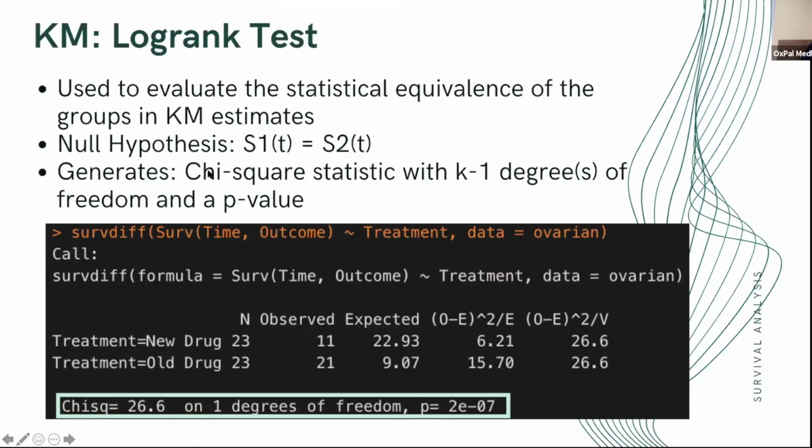So it generates a chi-square statistic. When you run it in a computer, I'm using R here. If you guys want to talk to me about R, that's also cool, maybe after this. But yeah, it uses a chi-square statistic, and then it gives us a p-value.